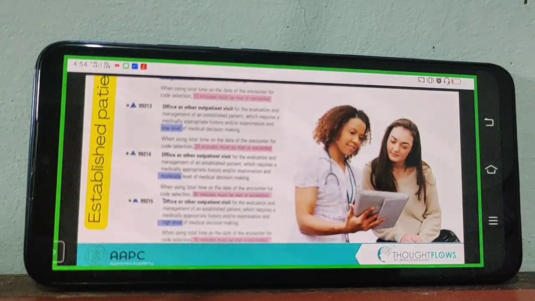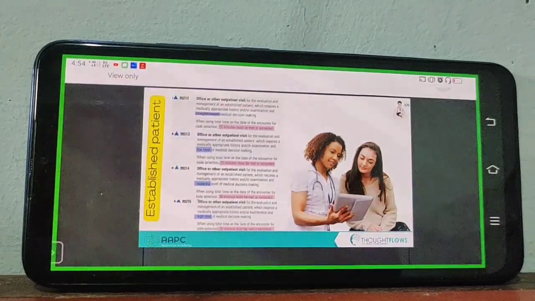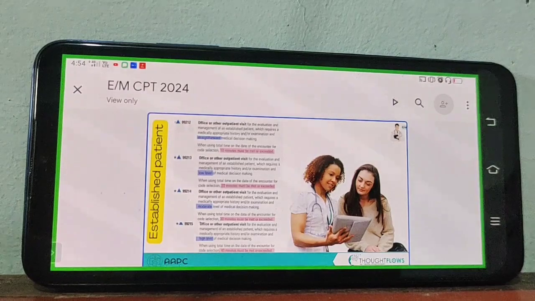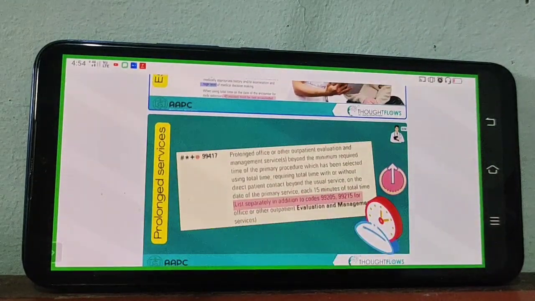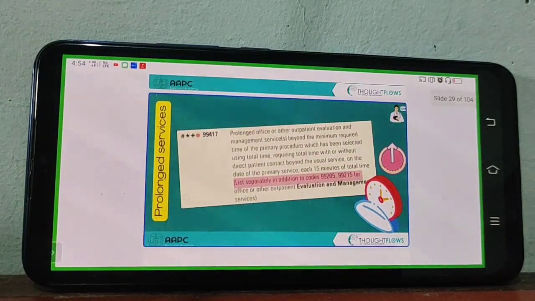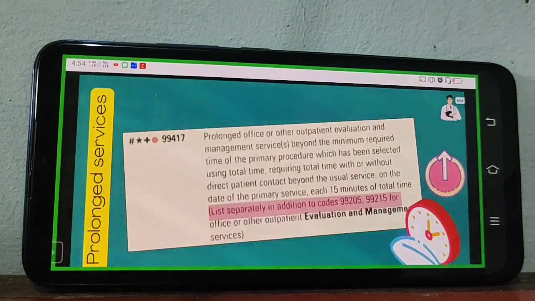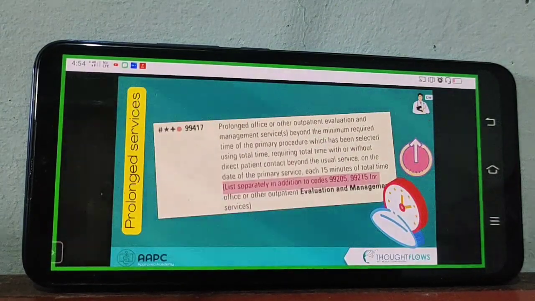No. The maximum limit is 40 minutes. So the maximum time for an established patient in OP is 40 minutes. Apart from that 40, if the doctor spends extra time, for each additional period, this is a new code, 99417. This is a new code apart from that 60.